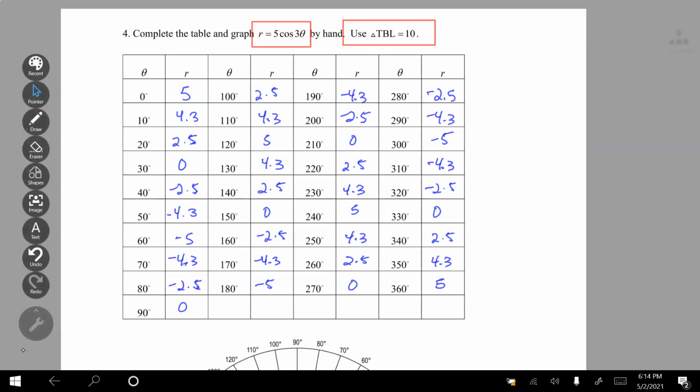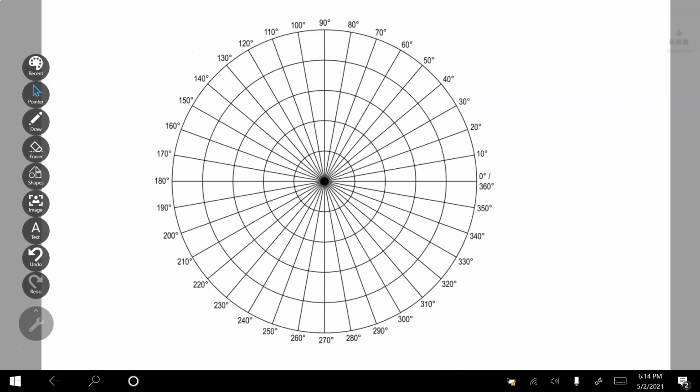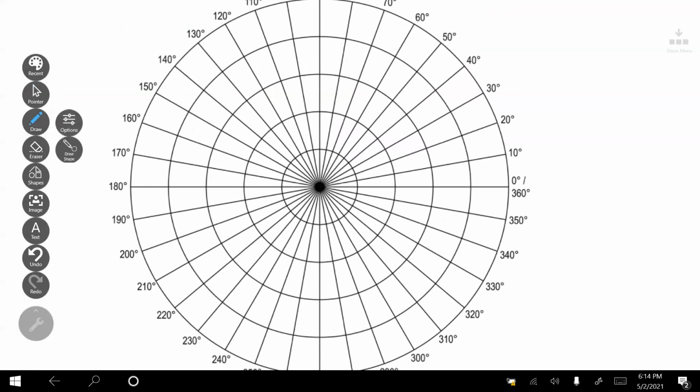Now I could draw the graph of all this. I'm going to move it up so I can see everything. I'm going to make it nice and big. Do it in pink. So the first point was 0, 5. Well, this grid is 5, so that's 0, 5. At 10 degrees, I was at 4.3. At 20 degrees, I was at 2.5. And at 30 degrees, I'm back at 0.